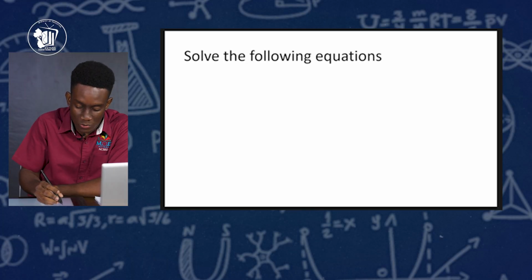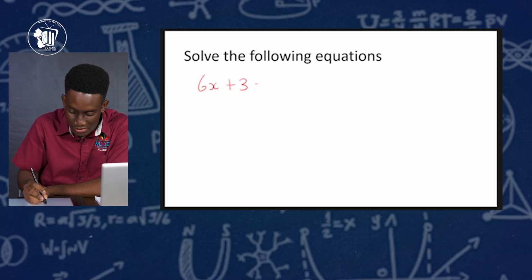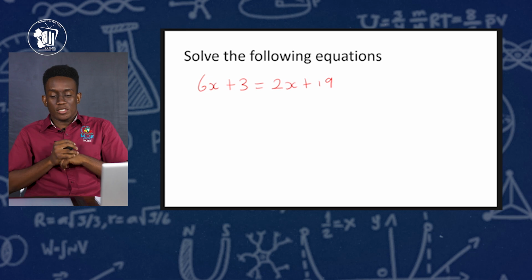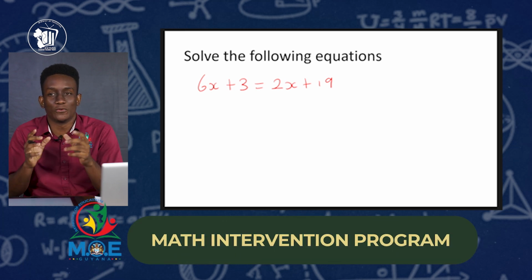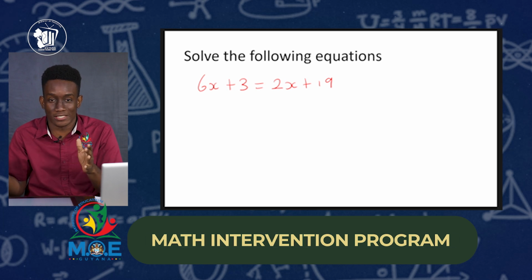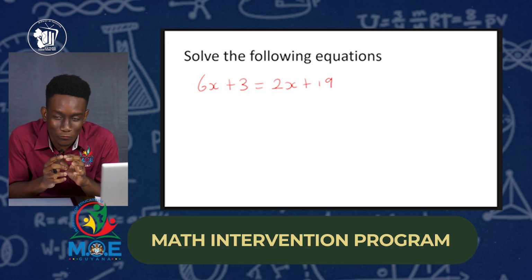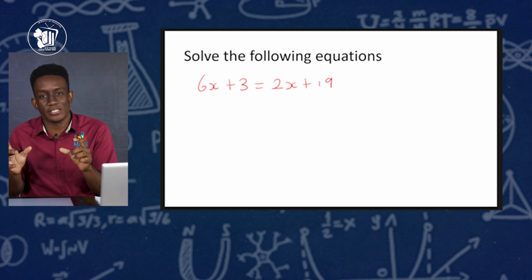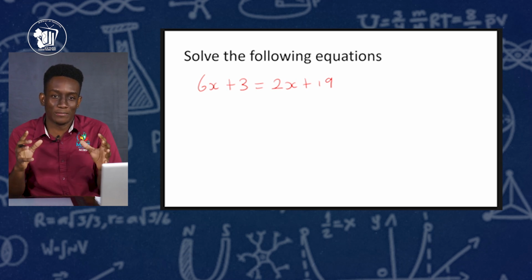So let's say we have the equation 6x plus 3 is equal to 2x plus 19. So we see we have two sets of x's, but of course we have one unknown, which is x. So what do we do in this case? Now, the first thing you want to do, when you have something that we call like terms, you always want to group those like terms. You want to put them together.